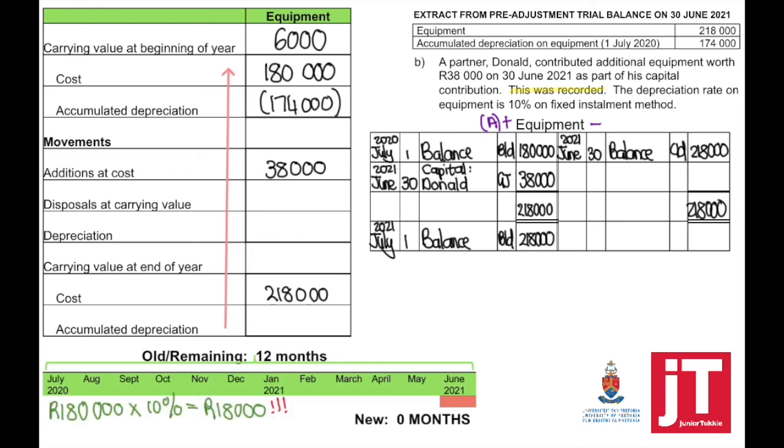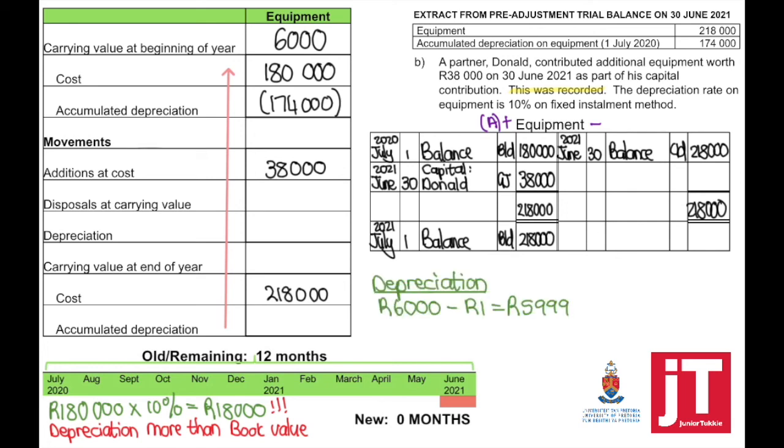If we calculate it on the old and we take 180,000, which is the cost in the beginning, and we multiply that by 10%, it equals 18,000. That is more than the book value of 6,000, and that is a problem. So to calculate the depreciation then, take the balance in the beginning, the carrying value, minus 1, and that equals the depreciation for this accounting period.